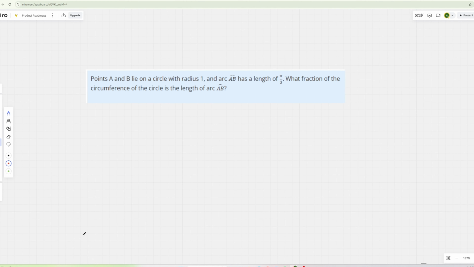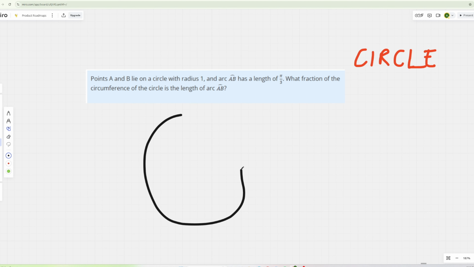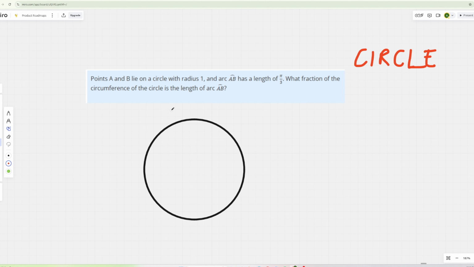Okay, we have another geometry question. This is obviously a circle question, so just know all your circle formulas. I think they might give it to you, I'm not sure, but you should know. So points A and B lie on a circle with radius 1. Wait, let me just draw the circle. Watch this, draw me a perfect circle. Boom. With radius 1 and arc AB has length of pi thirds. What fraction of the circumference of the circle is the length of arc AB?